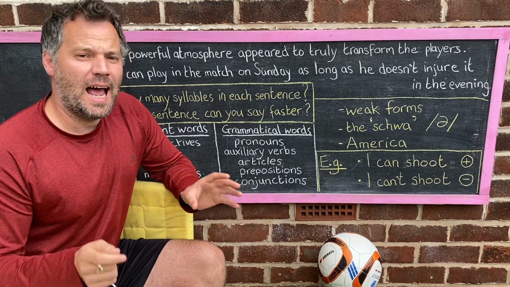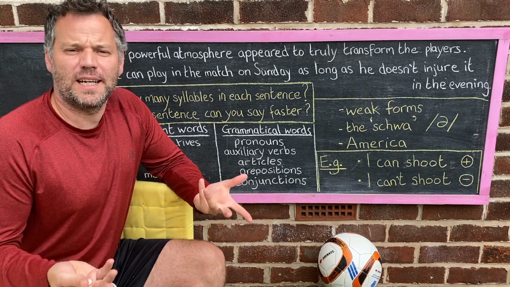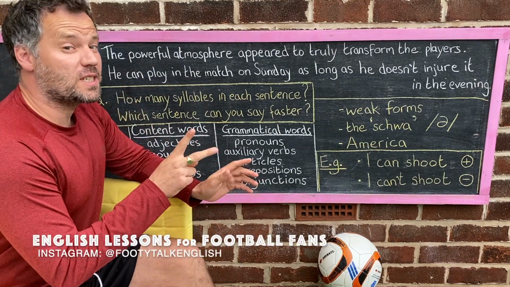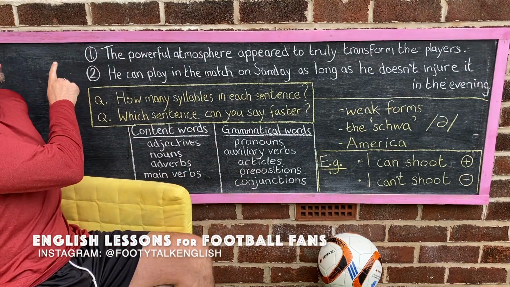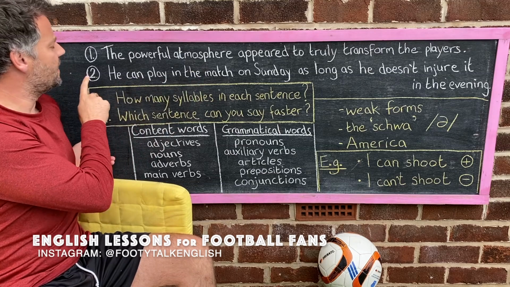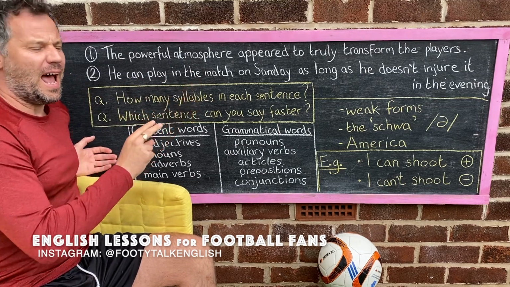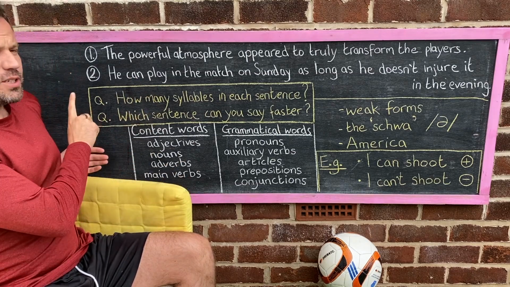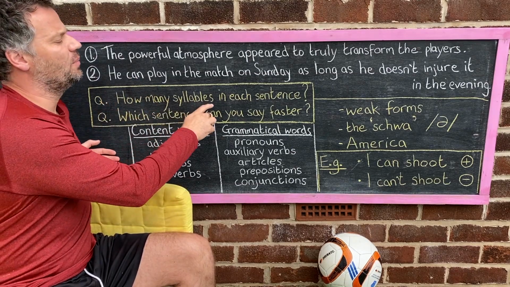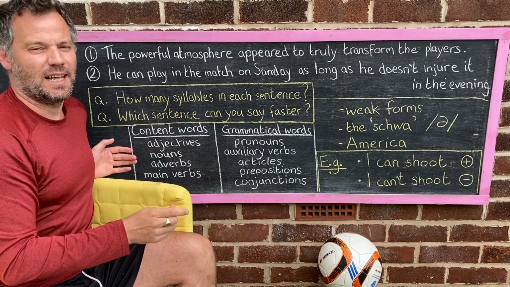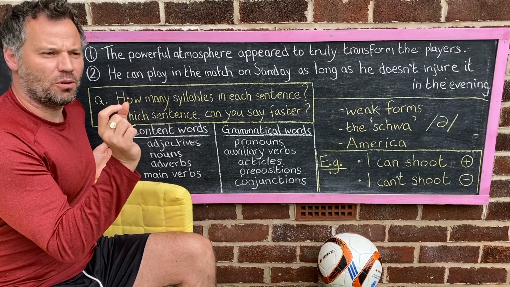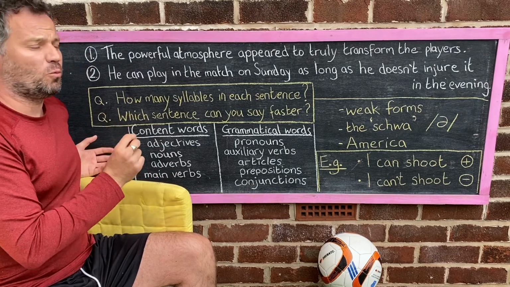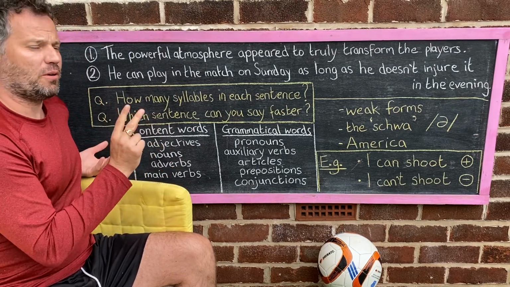So today, I wanted to give you some reasons why native speakers talk fast. Here are two sentences. So sentence number 1 and sentence number 2. And there are two questions for these two sentences. Question 1, how many syllables in each sentence? So a syllable is a unit of sound with a vowel sound. So for example, in the word syllable, there are 3.